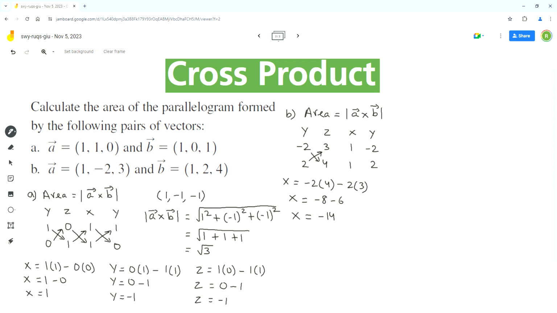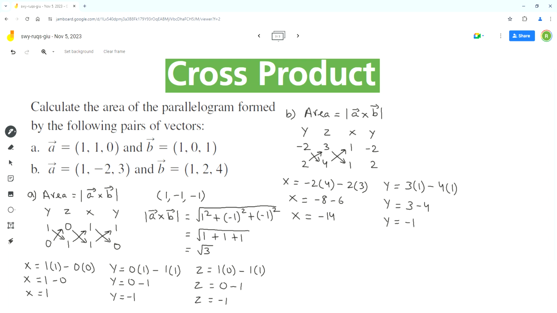Now we can find the y component. So we should cross multiply the z and x components. We start with 3 times 1 minus 4 times 1. So I get y equals -1.